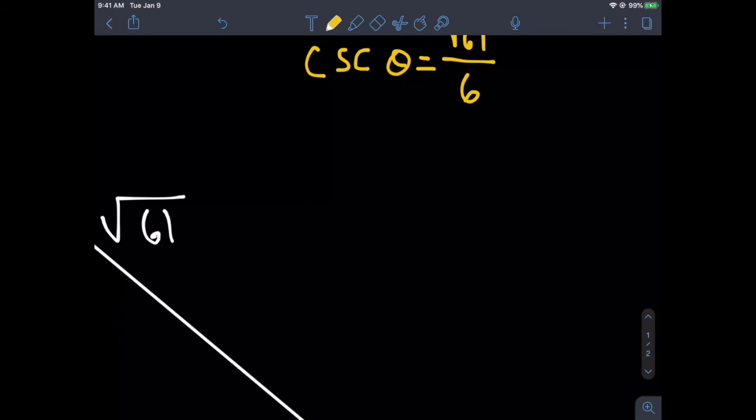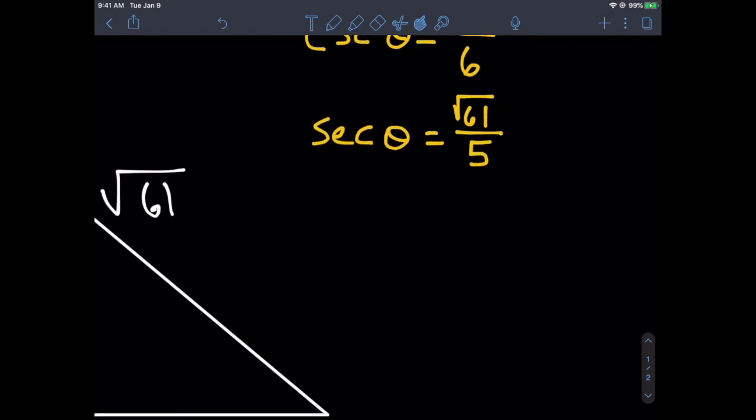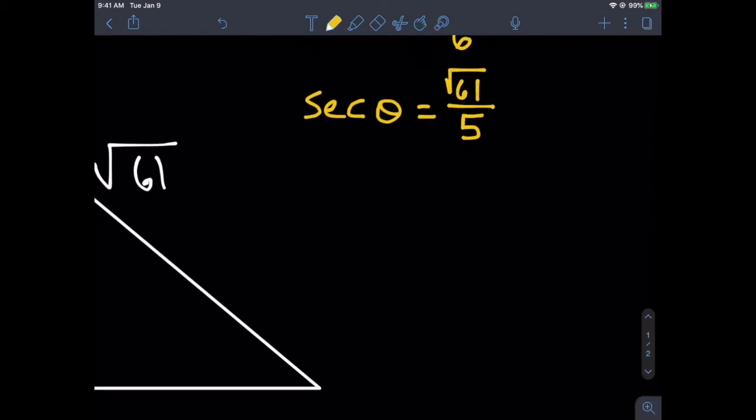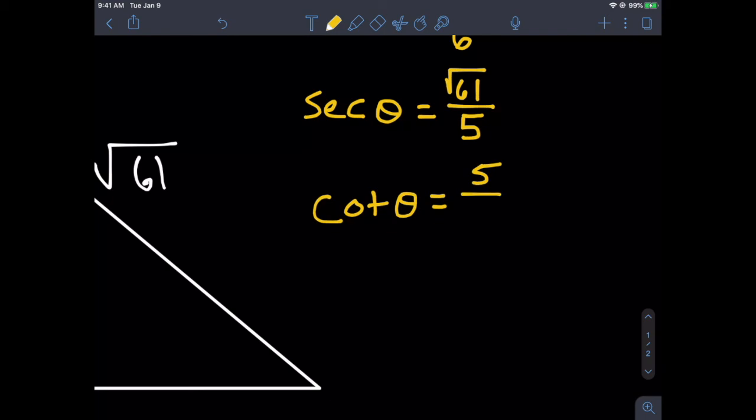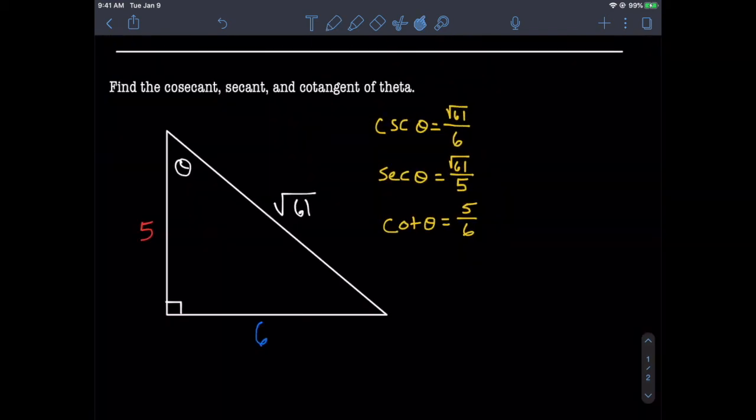See, not so bad. Secant of theta is going to equal the hypotenuse, which is, again, the square root of 61, over the adjacent side, which this time is 5. And that is the story of secant. Finally, cotangent of our theta is going to equal the adjacent side of 5 over the opposite side of 6. And those are three trig ratios.